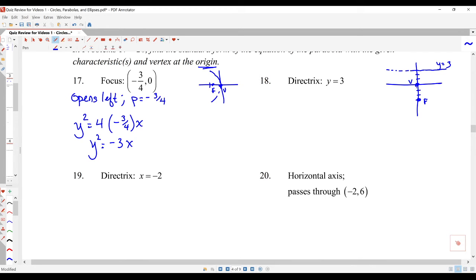So again, all I need is P, which is the distance from the vertex to the focus. So P is going to be -3. Now because the vertex is here and the focus is down below, I know my parabola is going to open down. So that means it's x squared equals 4 times P times y. So x squared equals -12y.